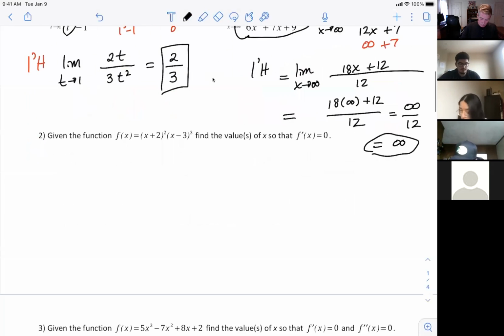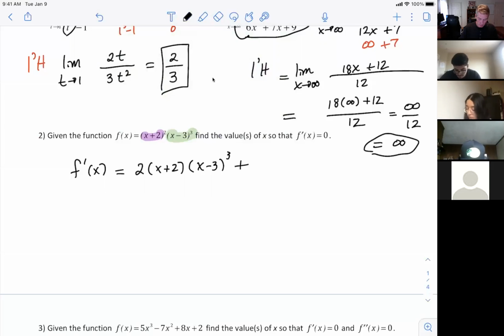Okay, on to number 2. So for this one, to find the derivative, we need to use the product rule. So take the derivative of the purple one, which will be 2 times x plus 2, and now it's to the 1 power. And then leave the x minus 3 cubed alone.